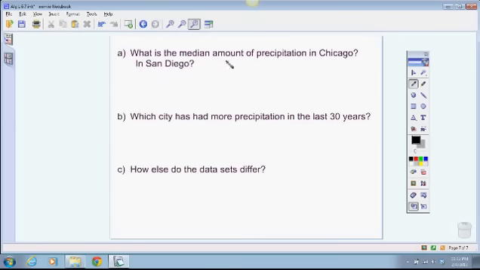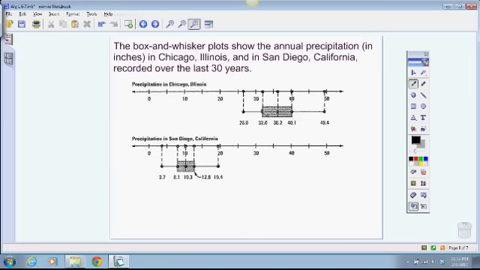So it says, what is the median amount of precipitation in Chicago and then in San Diego? So median, remember, median is the middle here. Okay, so for Chicago, our median amount of precipitation is 36.2, and again, inches. In San Diego, our median is 10.3 inches.